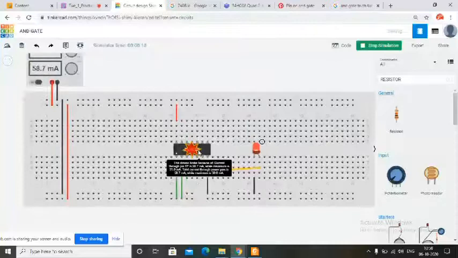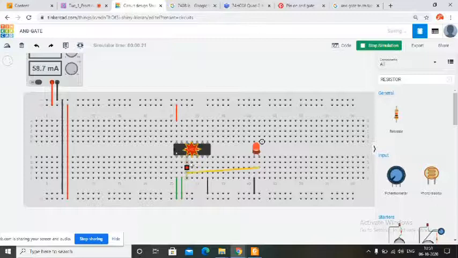The device broke because of current through the pin. The current through pin 1Y, where Y means the output pin, is 58.7 milliampere, while the maximum current allowed is 25 milliampere. So the amount of current passing through this IC has become very large. That is why this IC got burned.